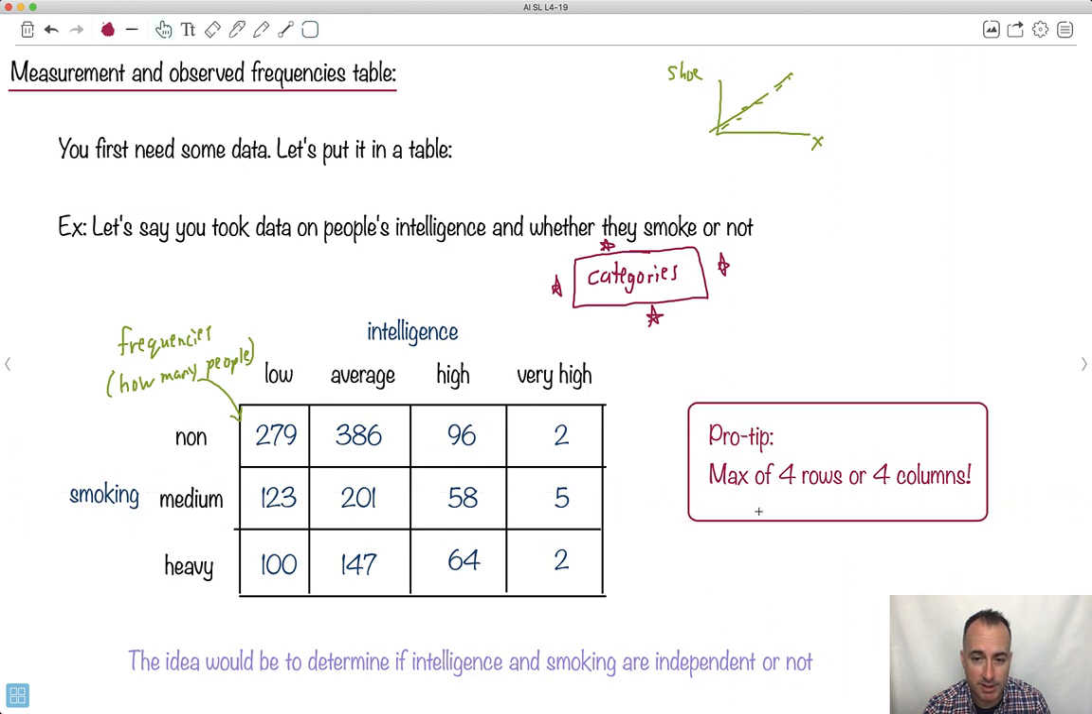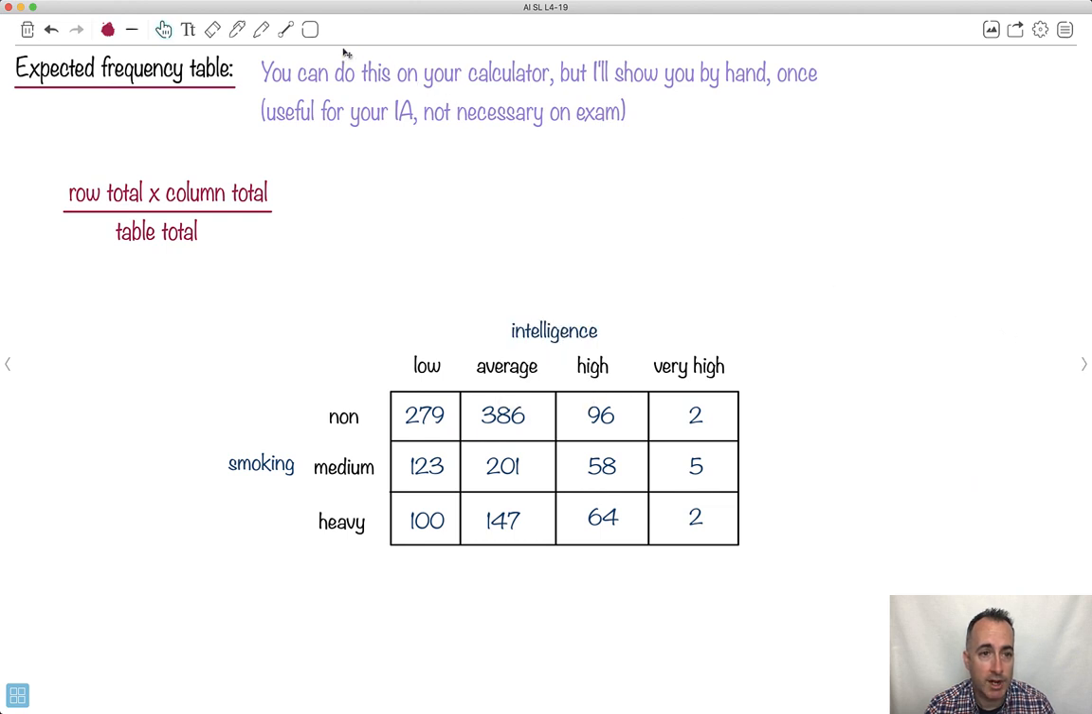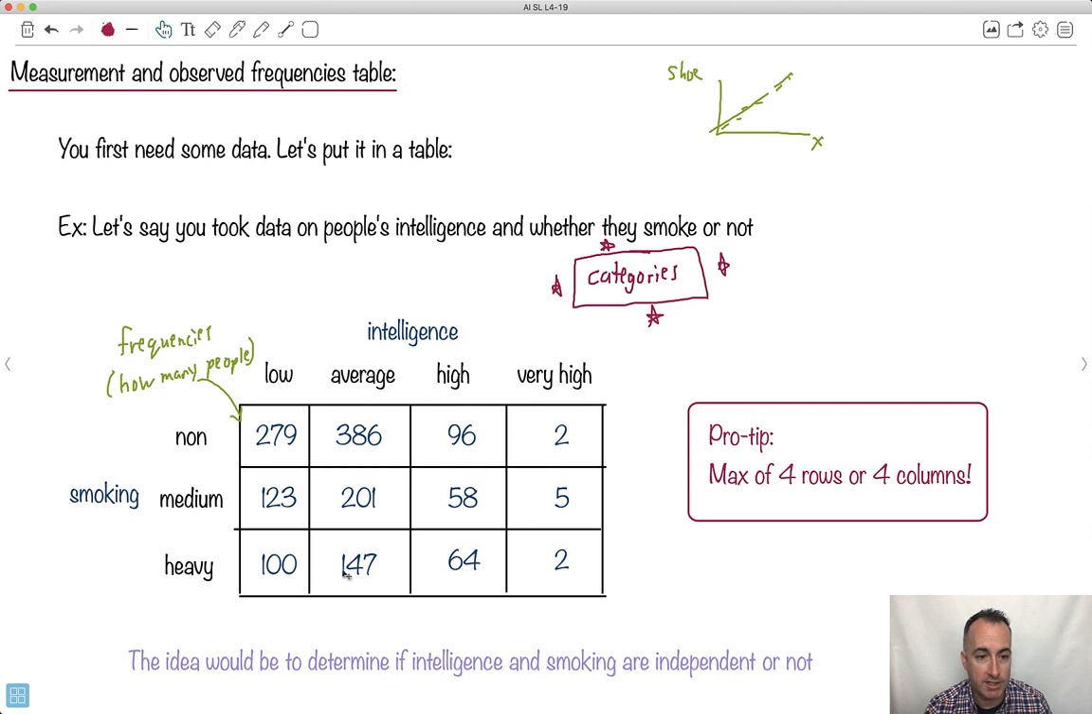So pro tip, the IB said that you're going to have a maximum of 4 rows or 4 columns. So this is something that you might see on an exam. All right. So we're going to have something called an expected frequency table. Here we've got all the frequencies that are observed. Maybe I should label this. I'll label this right here, the observed frequencies. Maybe that'll be important here. Okay, so this whole thing right here is the observed frequencies table.